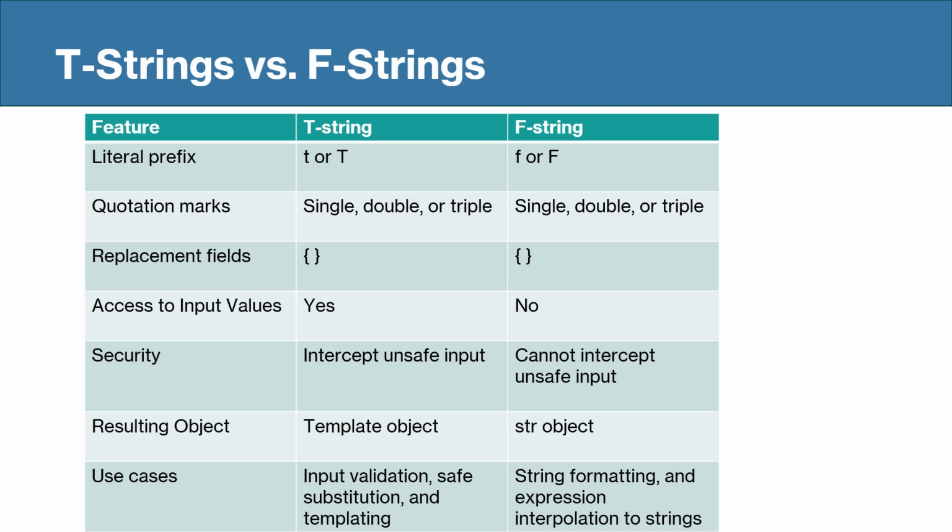Here is a table that compares T-strings with F-strings. For example, T-strings are created with the T prefix, while F-strings are created with the F prefix. T-strings are more secure than F-strings because they can intercept any unsafe input into your program.